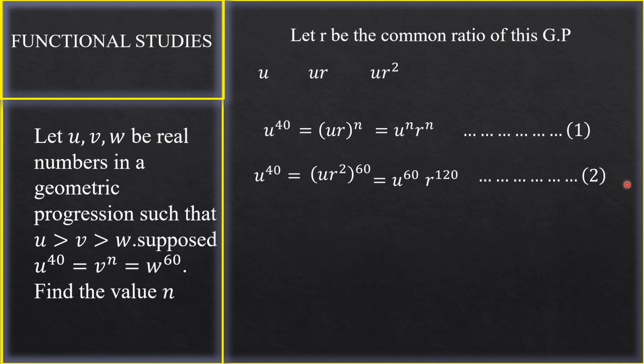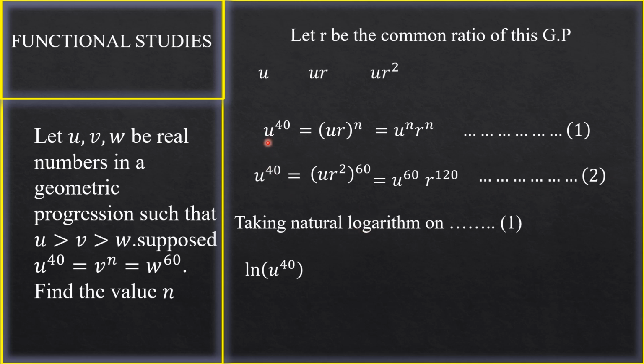So taking natural logarithms on both sides of equation 1, we'll have the natural log of U to the power 40 equal to the natural log of this. Now you can simplify using laws of logarithm here. The 40 can just go in front by the power rule, so this will become 40 natural log of U equal to what? Here is a product of two functions: U to the power N times R to the power N.